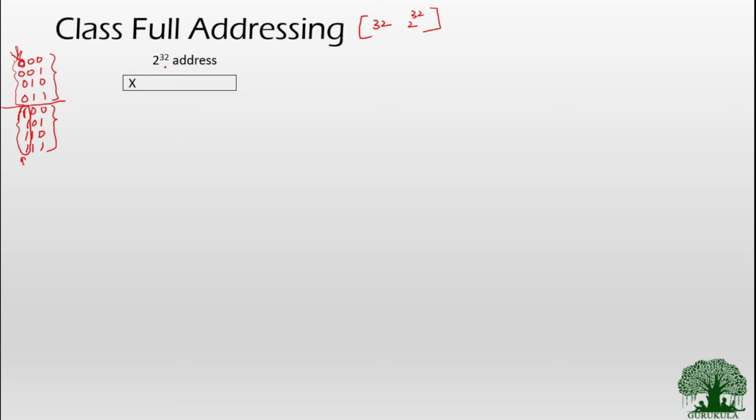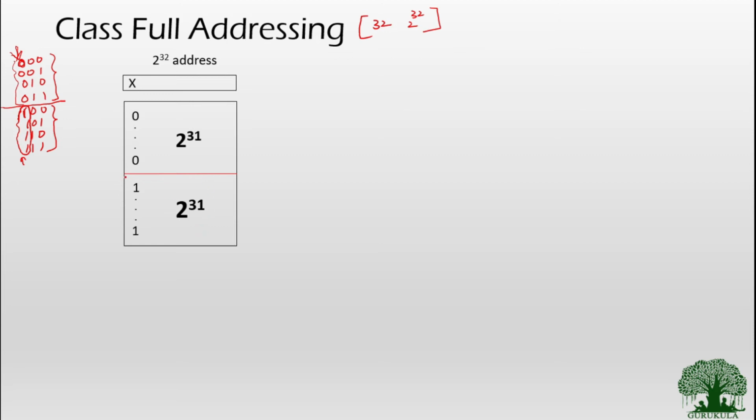Similarly, in order to divide 2 to the power of 32 addresses, I will take one bit to divide that into two halves. The first half will always start with 0 and the second half will always start with 1. So having one bit allocated for grouping, we will have the remaining 2 to the power of 31 addresses in the first block, and 2 to the power of 31 addresses in the second block.